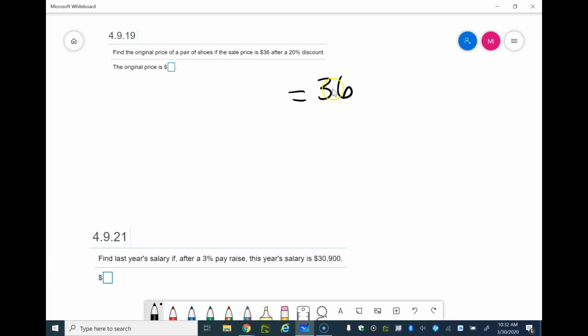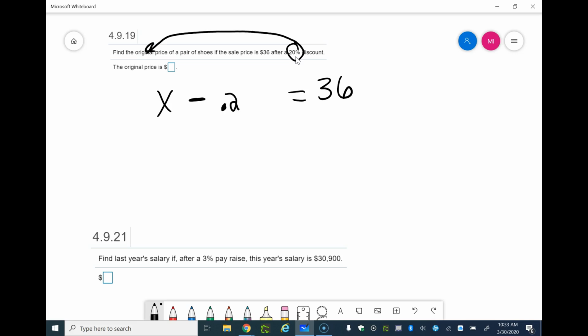In order to get to a sale price in real life, what two things do we need? Well, don't we need the original price? And what is the original price? This is what we're looking for. And then what does a discount mean? Anytime you're doing a discount, are we adding or subtracting? We're subtracting. And then we need to figure out what the discount is. So for here, it's 20% off the original price.